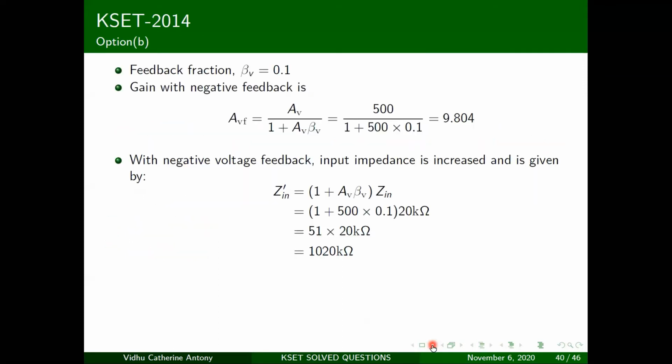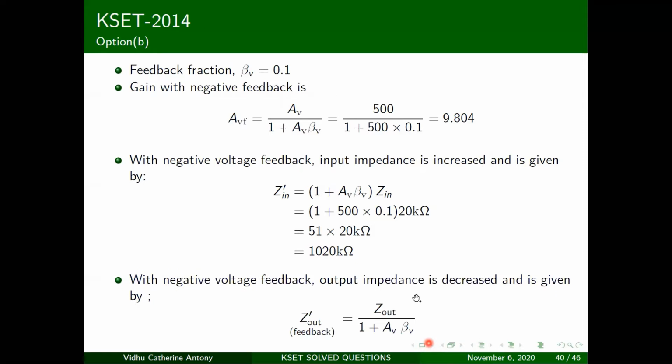Now, let's say next year they ask you about the output impedance. So what is the formula for your output impedance? It is basically Z out, the initial output impedance that you had without feedback, divided by 1 plus Av beta v. What is beta v? Beta v is your feedback fraction. So this is your new output impedance with the feedback.